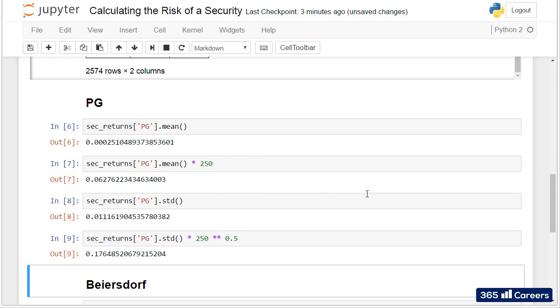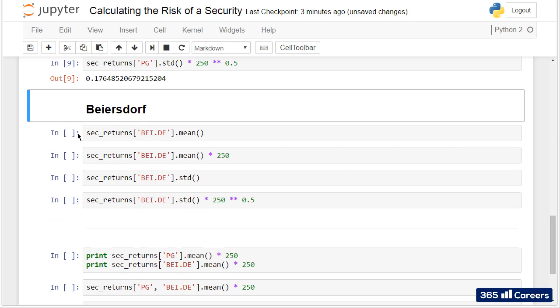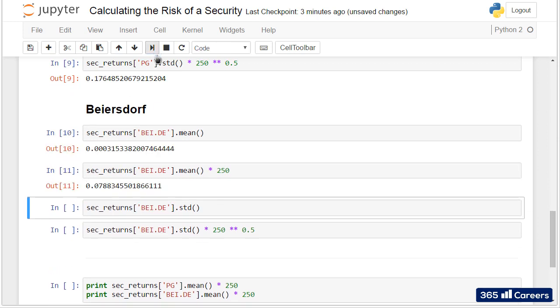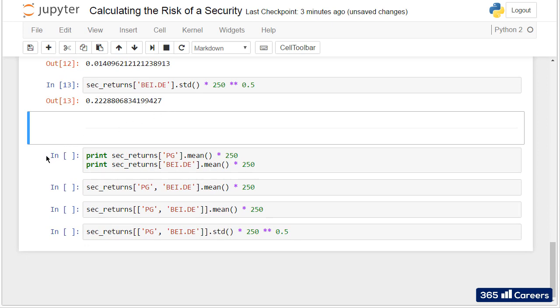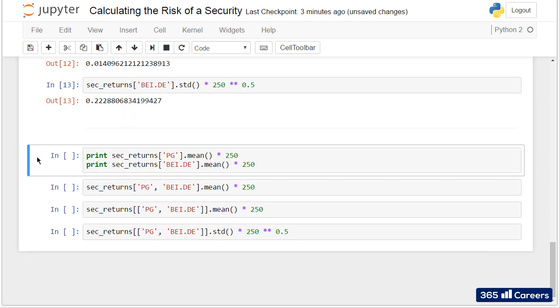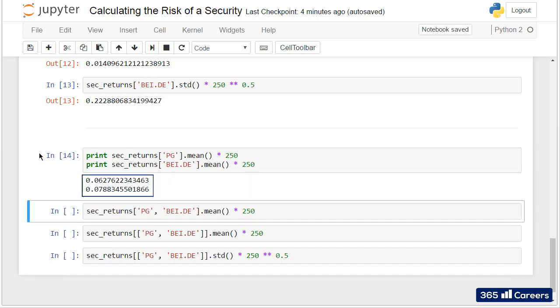Next, we repeat the same procedure for Beiersdorf. We get a higher mean, but also a higher volatility percentage. See? It would be easier for us to interpret the results if we quoted the two means and the two standard deviations, one next to the other, right? To achieve this, one way would be to print the equations of the two annualized means. And here's what we obtained.